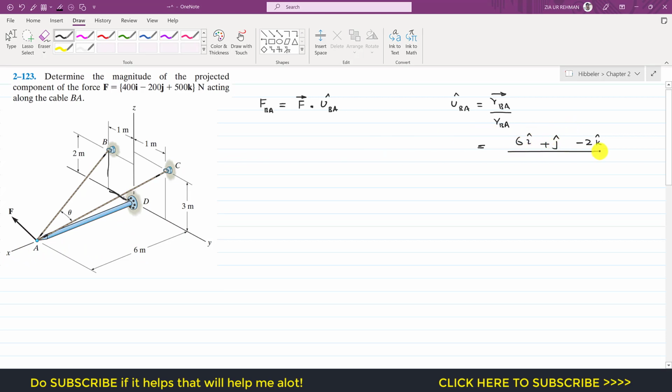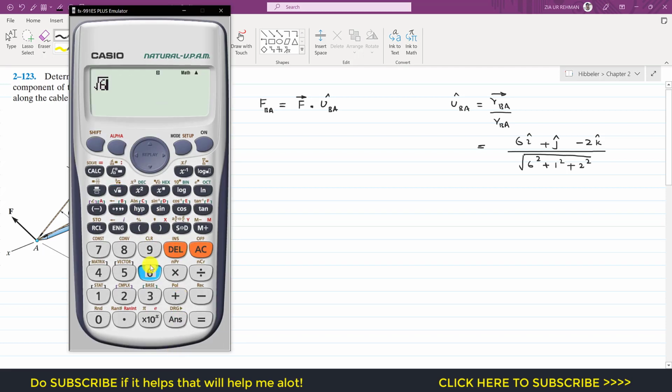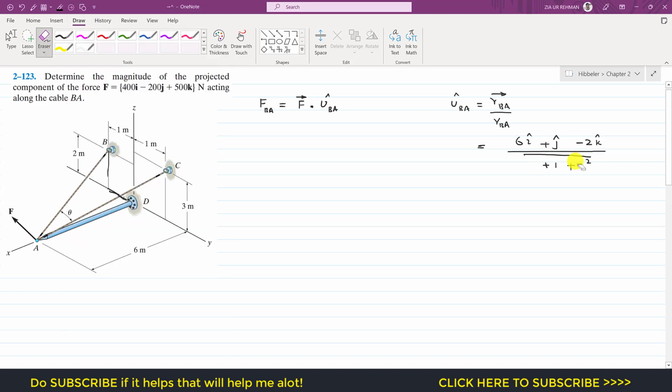And we can find its magnitude. Its magnitude will be the square root of 6 square plus 1 square plus 2 square. So this is square root 41. So the magnitude is square root 41. So we can put that in this equation.